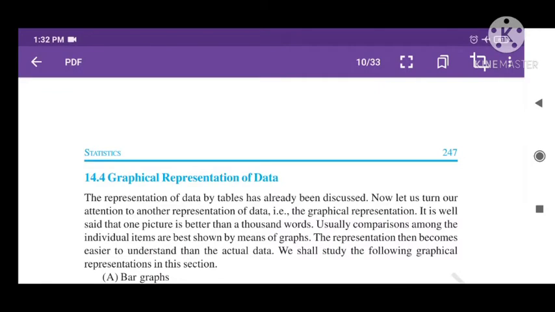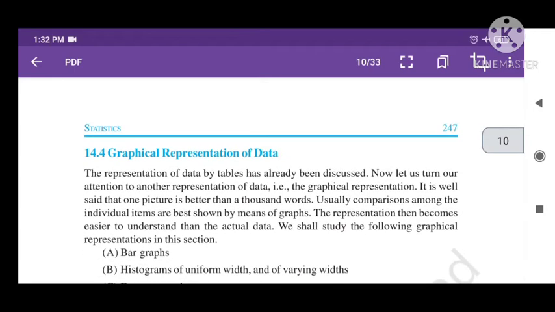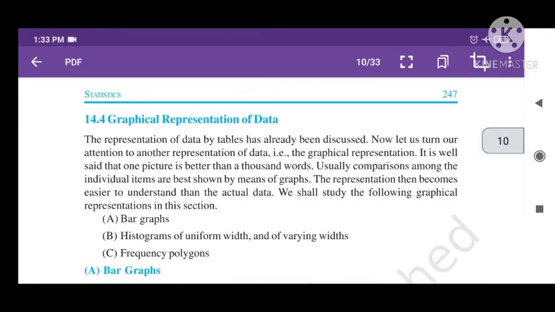So today, in our previous classes, in the first class we discussed the collection of data. And in the next class we discussed how we can make a tabular column using the data, and we made tally marks and frequency also. So today we are going to learn graphical representation of data. In graphical representation of data, there is the bar graph, histogram, and then frequency polygon.